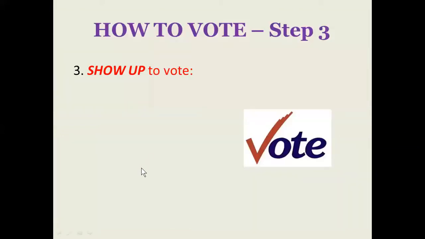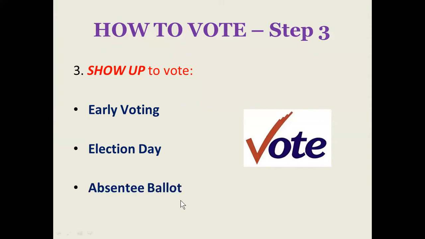So for step 3, how to vote, step 1 was register to vote. Step 2 was prepare to vote. And step 3 is show up. We want everybody to show up to vote. And you can do that in 3 ways. You can vote early at any of the early voting sites. You can, anywhere in the county, vote on Election Day, but only at your designated polling place. And you can vote absentee ballot or vote by mail. And there will be more information on these 3 ways later in the presentation.